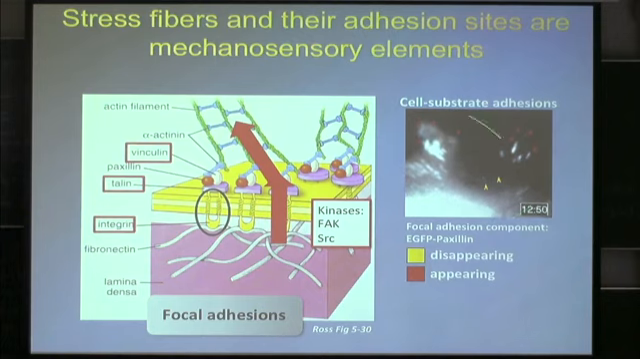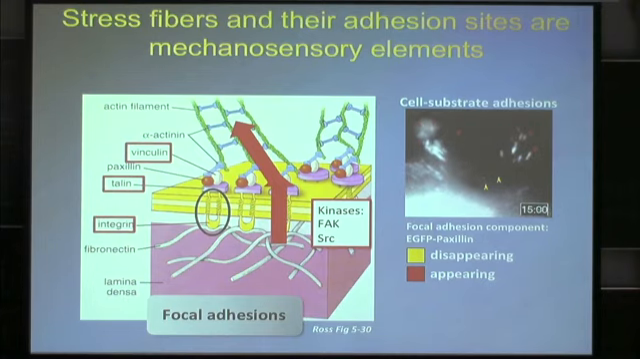So here I have a movie with EGFP paxillin, which is a member of the focal adhesion protein family, and we do see that some of these adhesions at the cell edge are dissolving here, and some are generated new. So why do they do that? Why do we need this constant turnover?